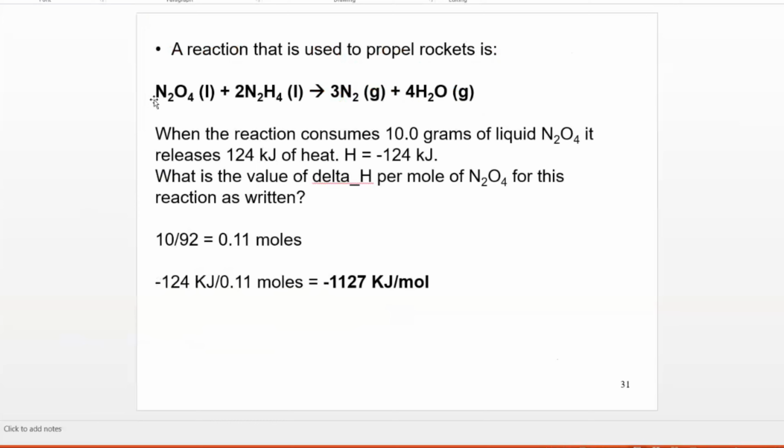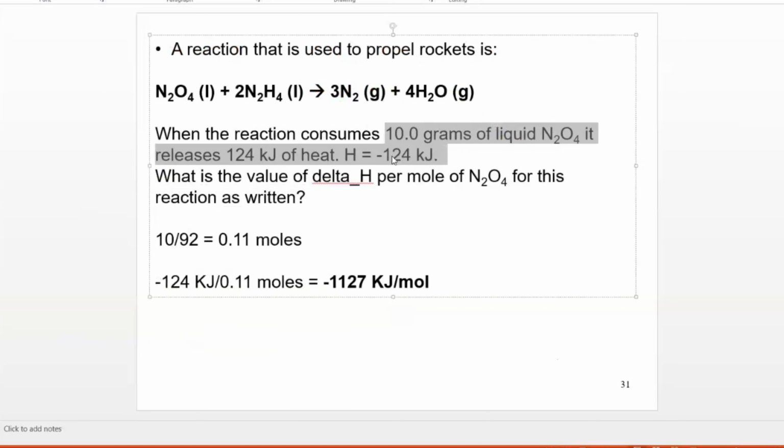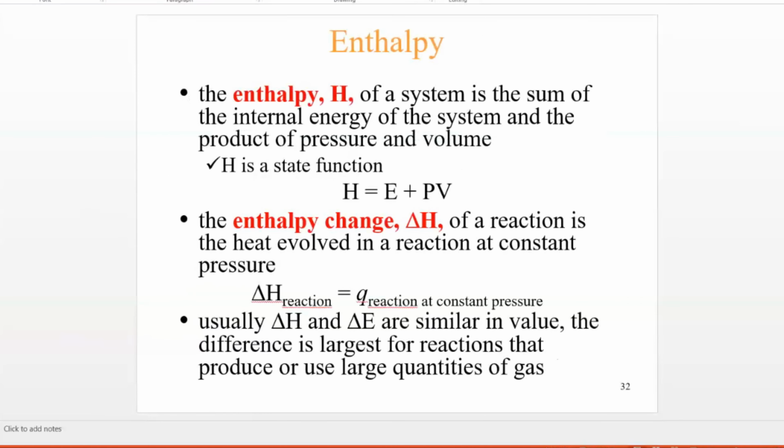Here's another example of this reaction: 1 mole, delta H is negative 124. What is the value of delta H per mole of the reaction, given that we know 10 grams gives negative 124? That's what it's asking. So we could do the opposite, where we would find how many moles of the N2O4 would be responsible for creating delta H equals negative 124, and then we can correct that for a mole.